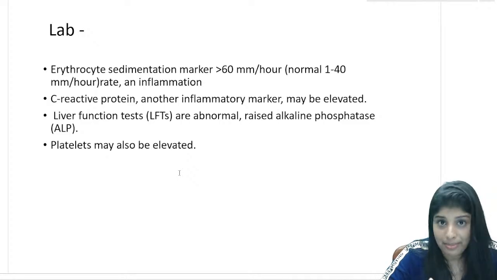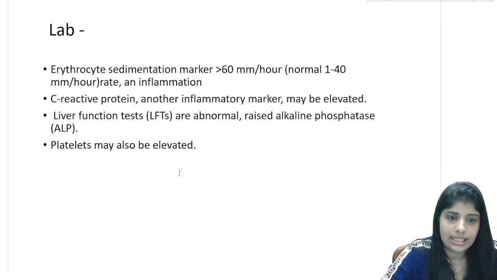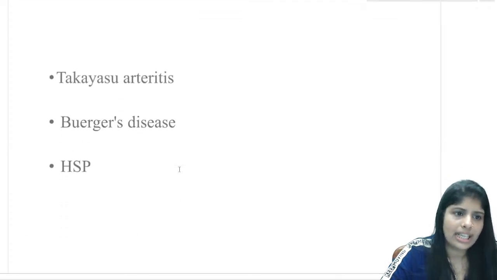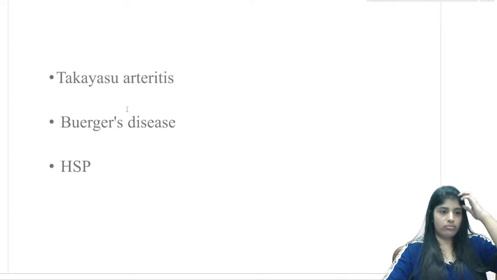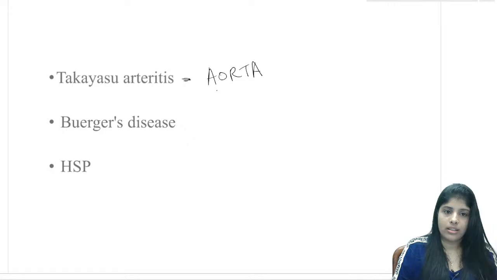You know all the inflammatory markers in the blood. When you go to the hospital setting, you already know that all will be elevated due to inflammation. And the other options were what? That's Takayasu. Nice name, right? Takayasu arteritis. What is the Takayasu arteritis? Always remember, it is about aorta.